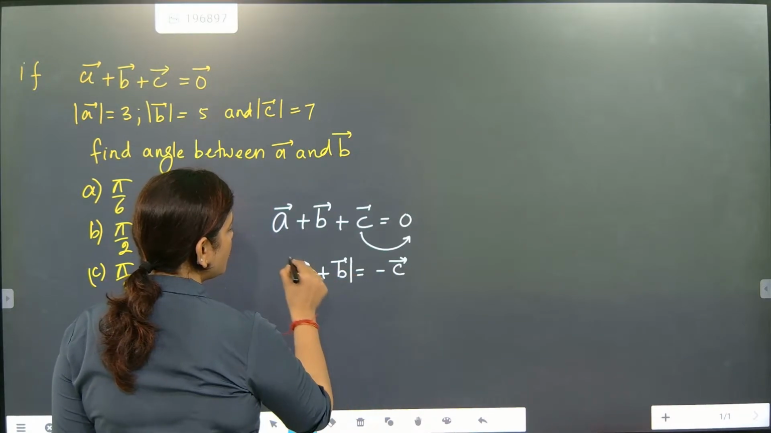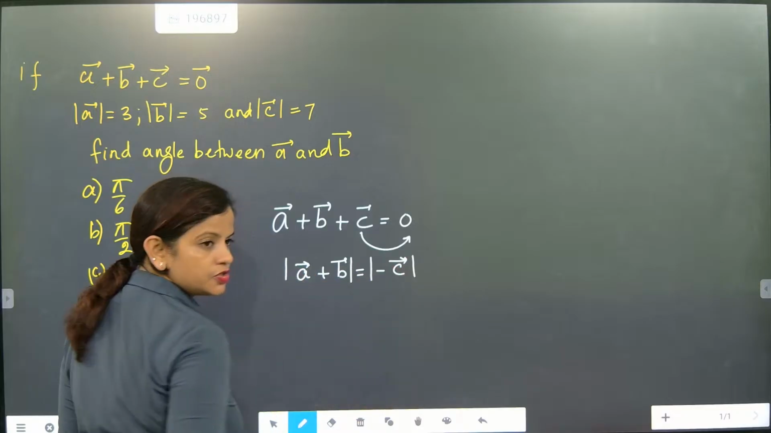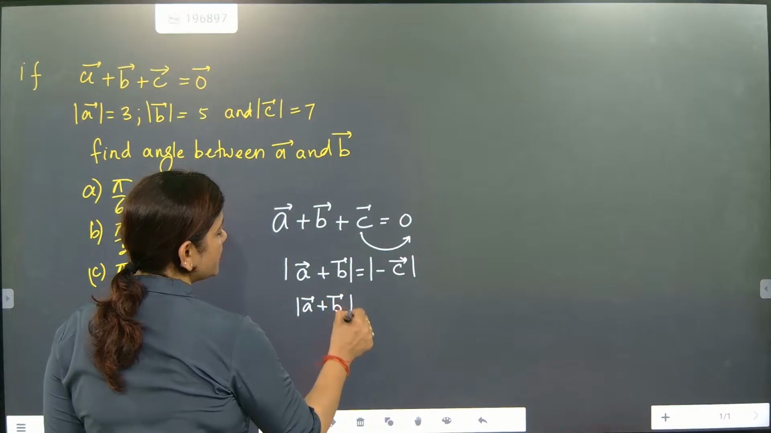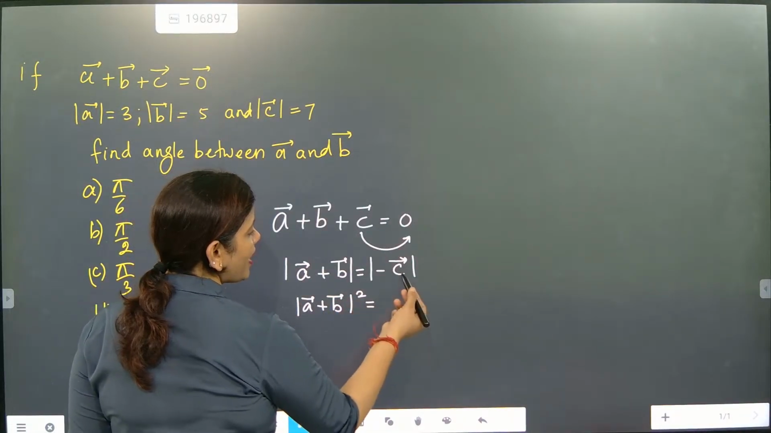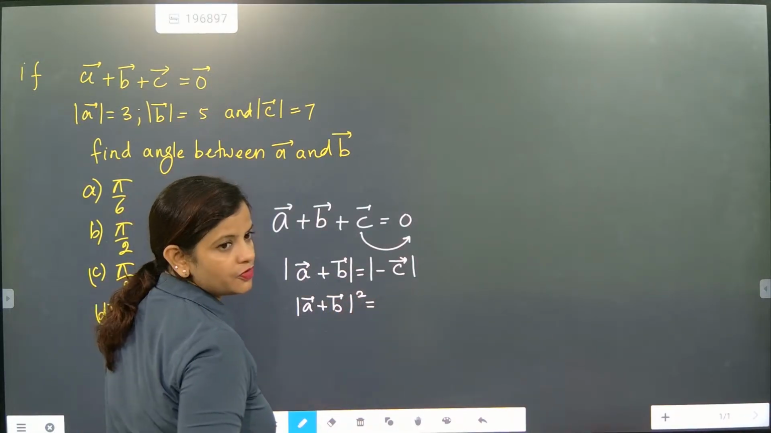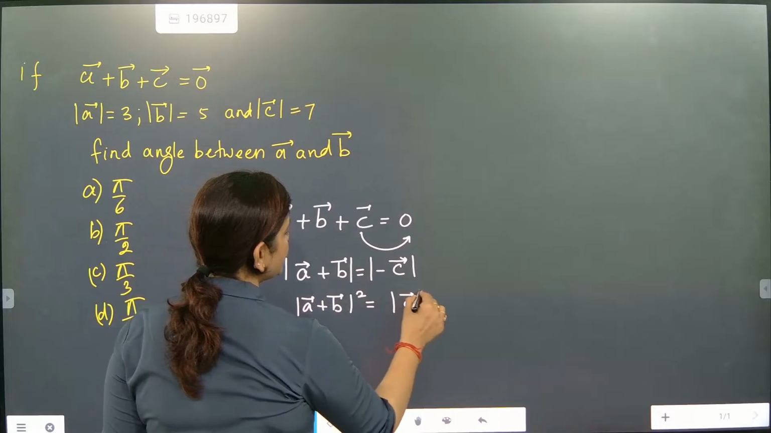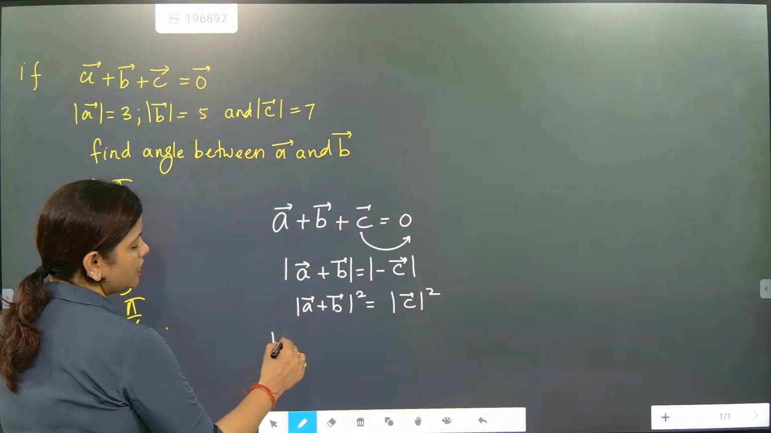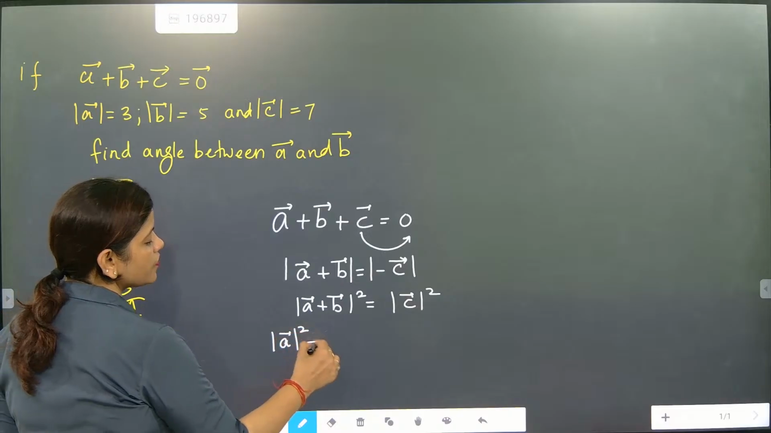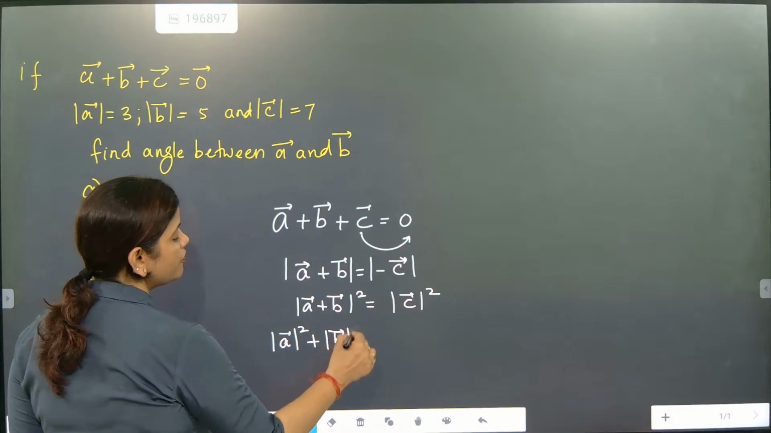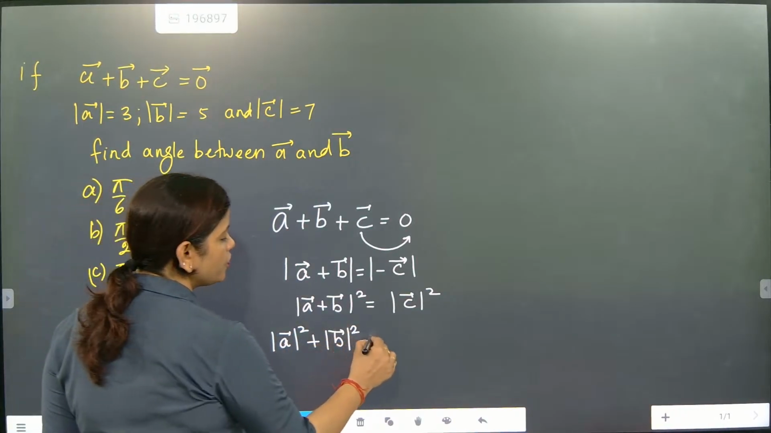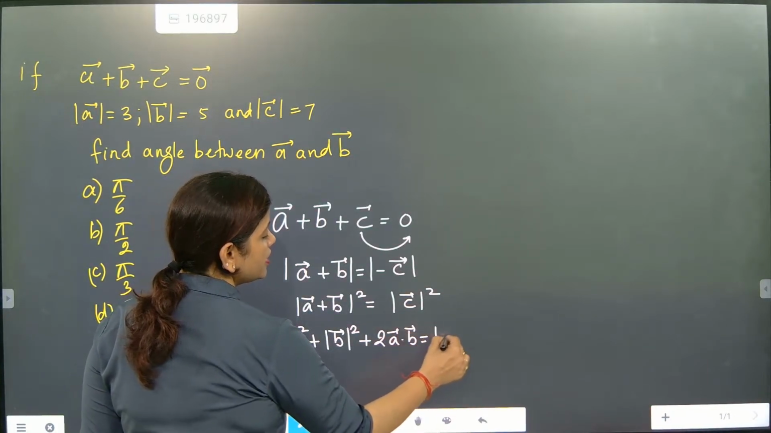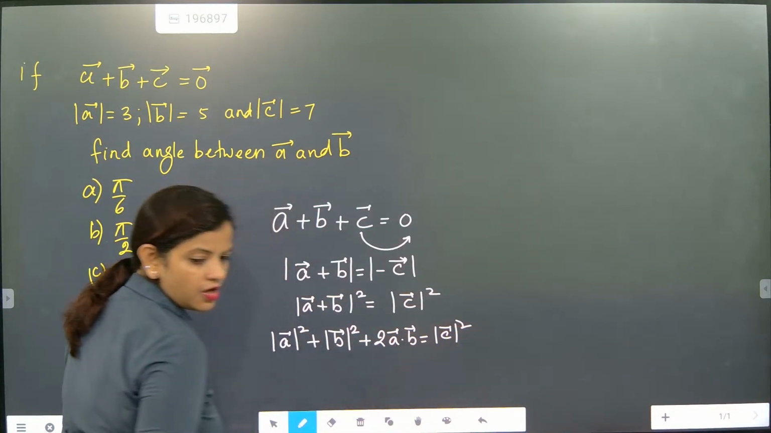Take magnitude on both sides. So here it is coming magnitude of A vector plus B vector. Now square it. The magnitude part will always become positive only. So it will become magnitude of C vector whole square. Now you know the formula. It will become magnitude of A square plus magnitude of B square, because we have already proved, plus 2 A vector dot B vector is equal to magnitude of C vector whole square.